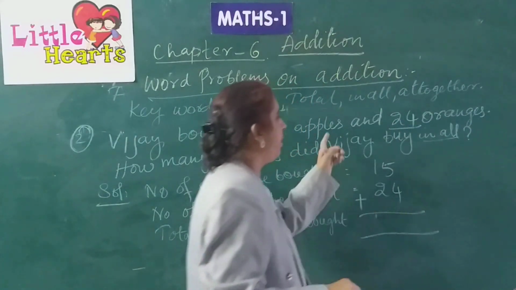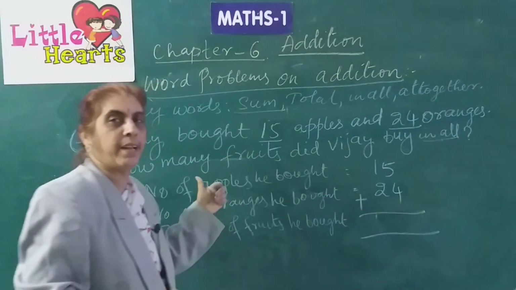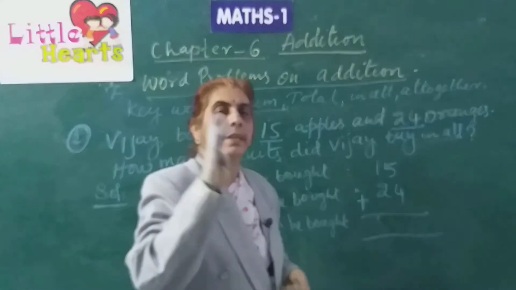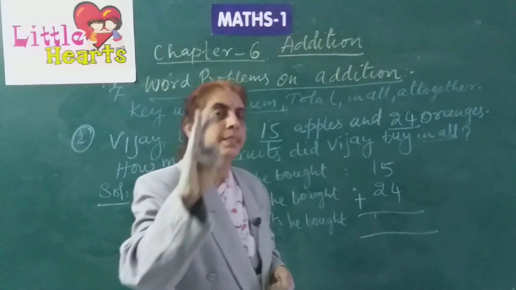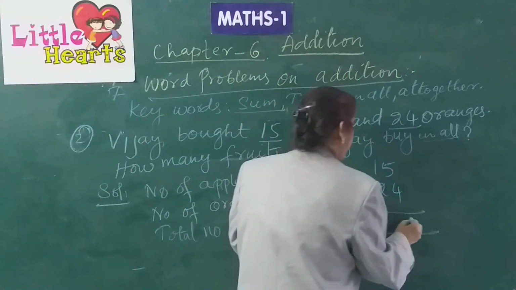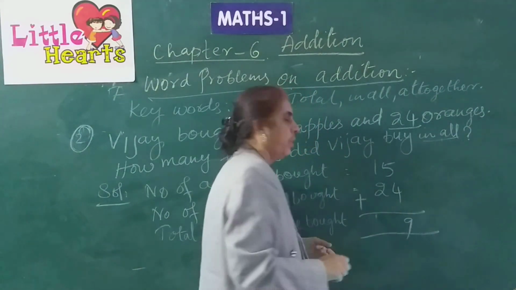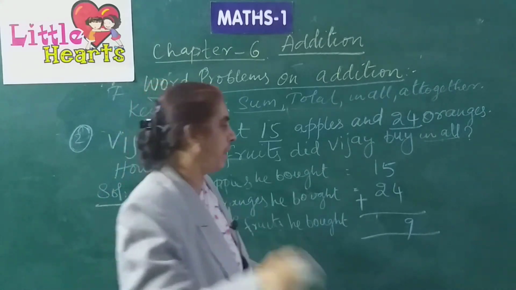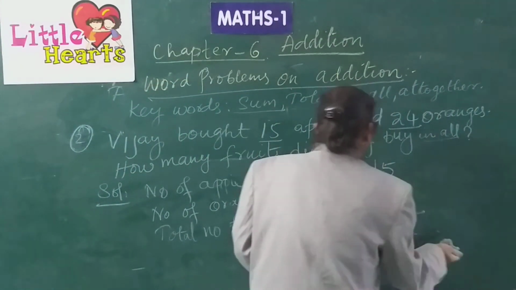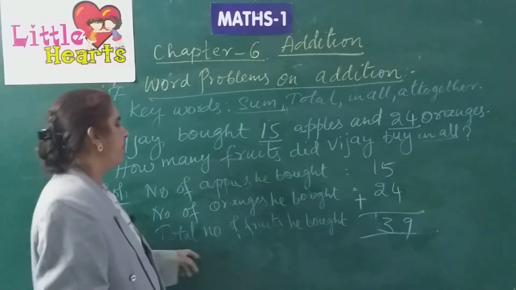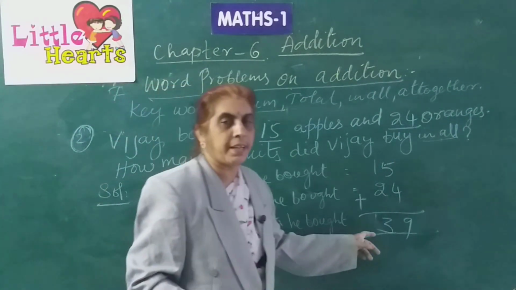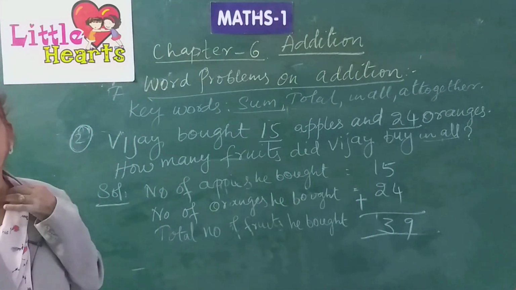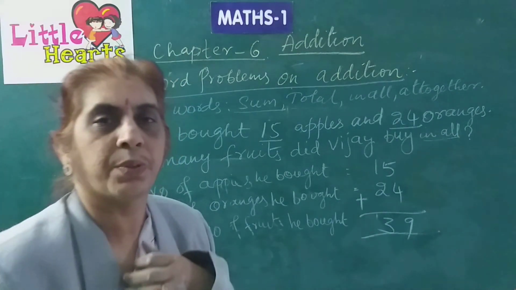He brought 24 oranges and 15 apples. So 15 plus 24. 5 plus 4. Take 4 fingers, count after 5: 6, 7, 8, 9. And 1 plus 2. 2 fingers after 1: 2, 3. So, how many fruits did he buy in all? Total number of fruits he bought is 39. So, in this way, you can use word problems on addition in our daily life situations also.